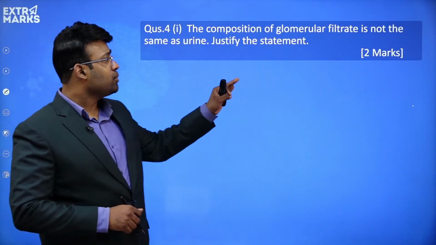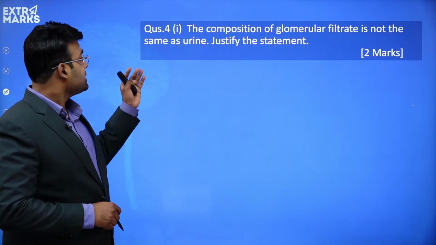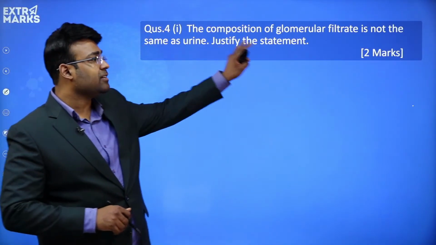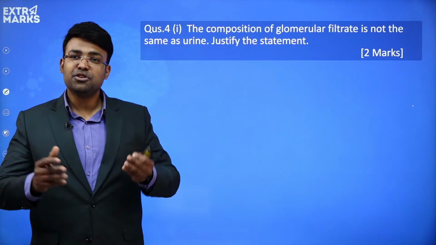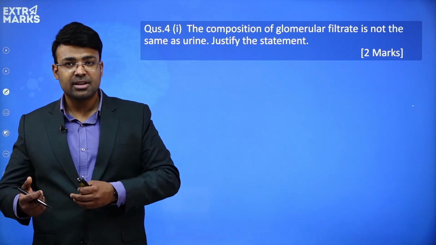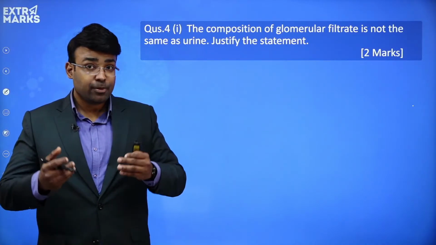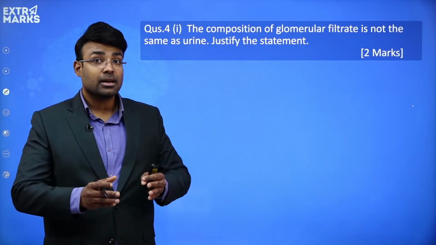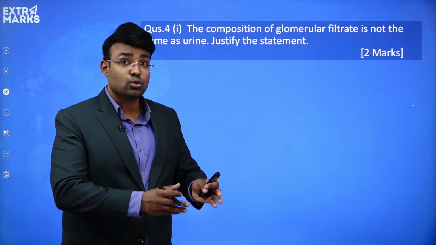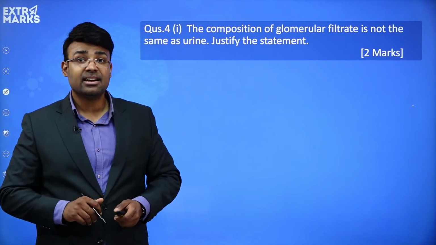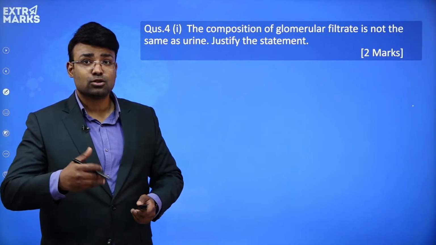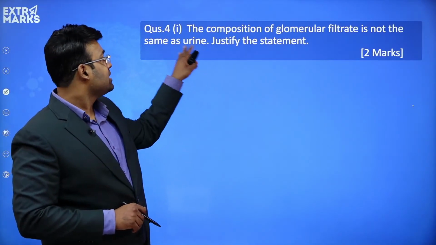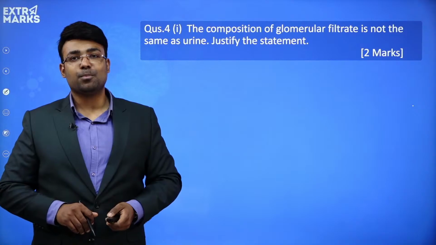Now, the composition of glomerular filtrate is not the same as urine. Justify the statement. We have just seen that glomerular filtrate has lots of things. It has urea, glucose, salts, small proteins. But if we talk about the urine, does urine also have these things? No. And if urine does have these things like glucose, then it's a sign of a disease like diabetes. In that case, glucose leaks into the urine. So for a normal healthy person, we can say that yes, the urine composition and the glomerular filtrate composition are not the same.